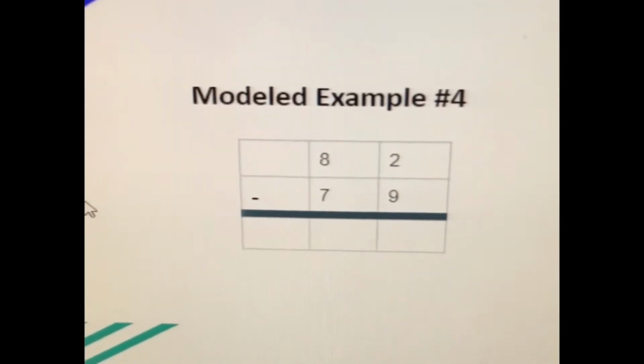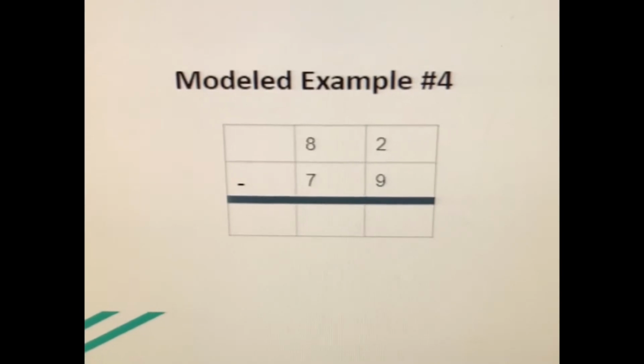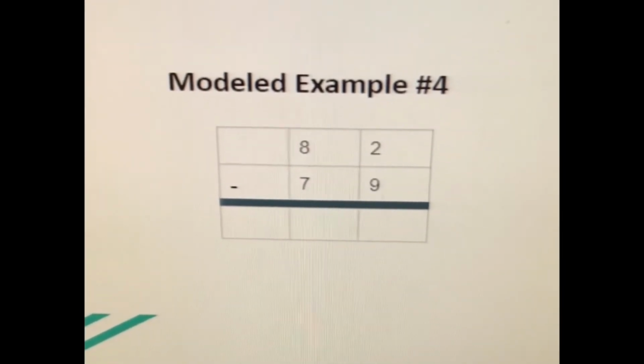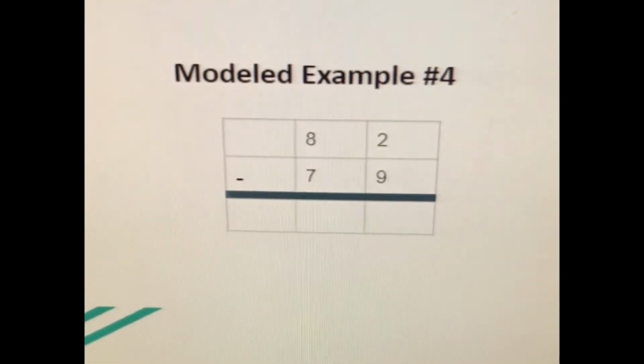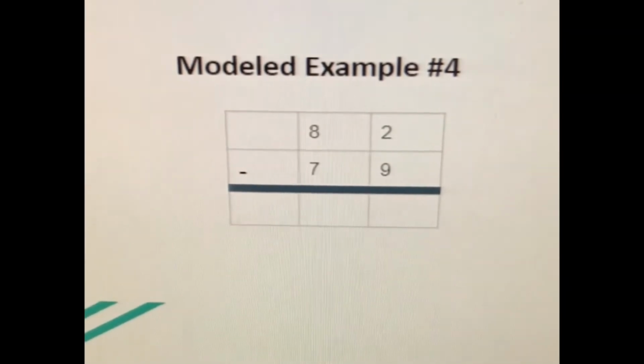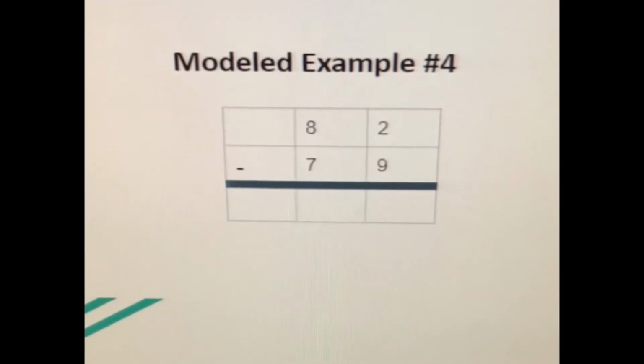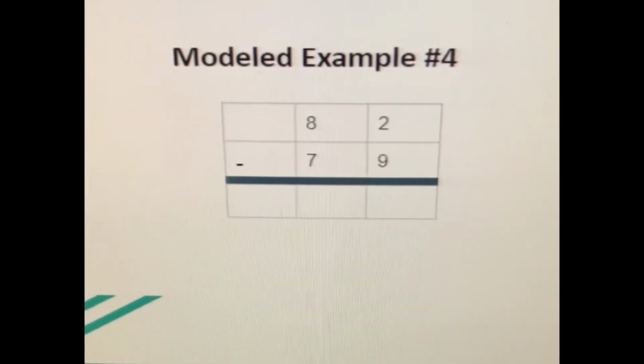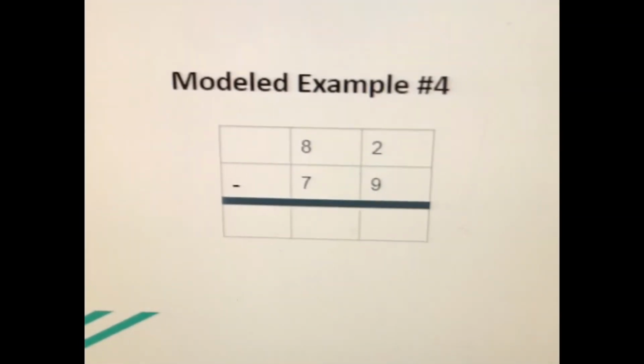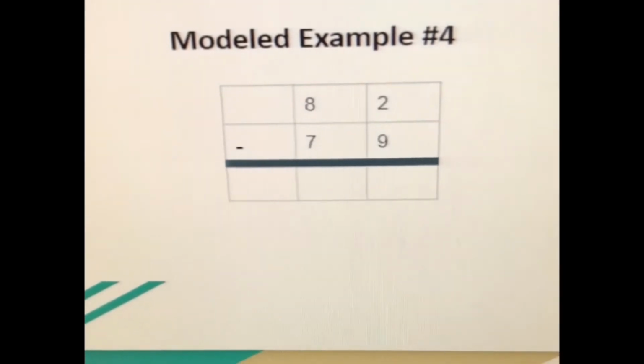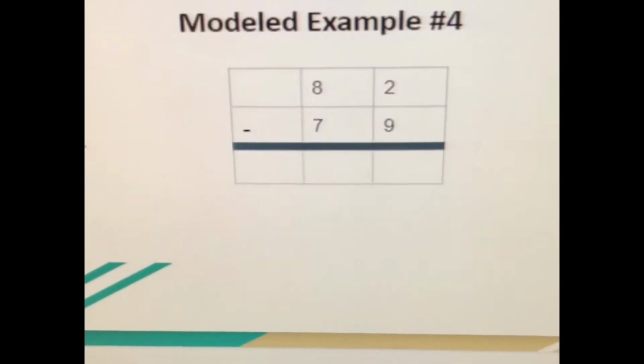Alright, we have the last of the example problems now. Modeled example number 4, 82 minus 79. So remember, before we do any subtraction, the first step is we have to see whether or not we need to regroup.